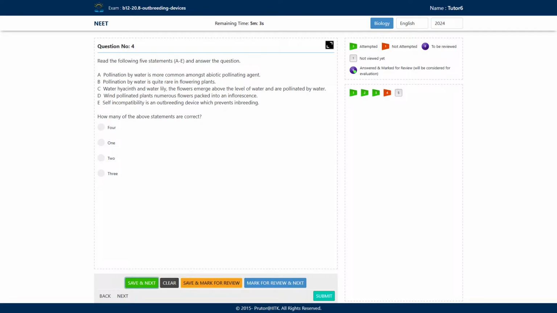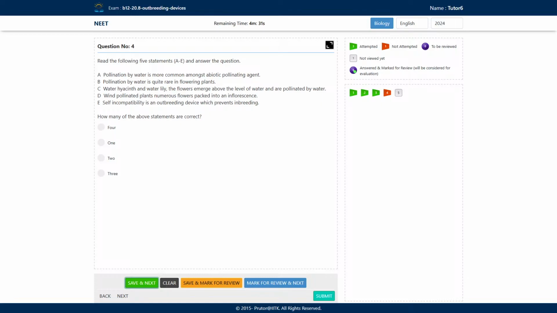The first statement, pollination by water is more common among the abiotic agents. No. Among the abiotic, wind pollination is common. So statement A is incorrect. Pollination by water is quite rare in flowering plants. Yes, it is rare. So statement B is correct. C. Water hyacinth and water lily flowers emerge above the level of water and are pollinated by water. No, they are pollinated by insects. So C is incorrect.